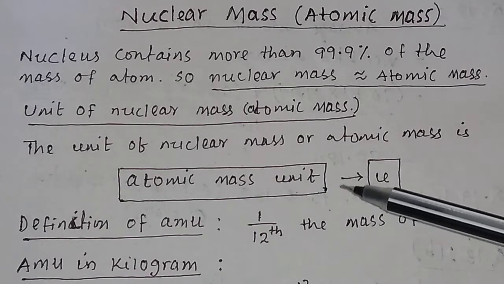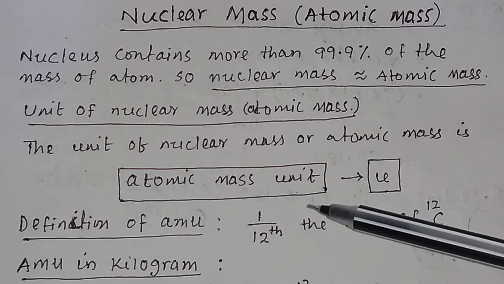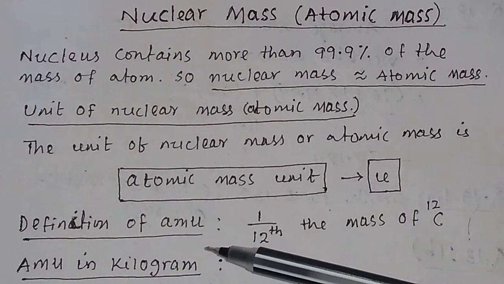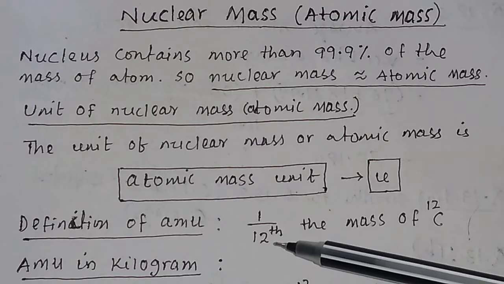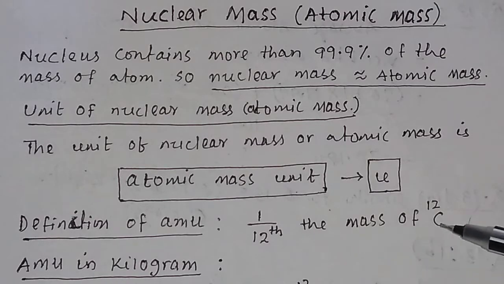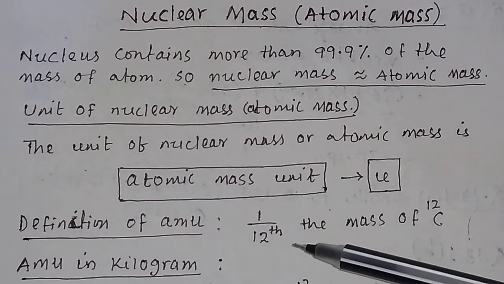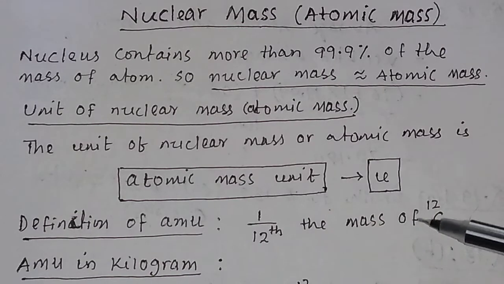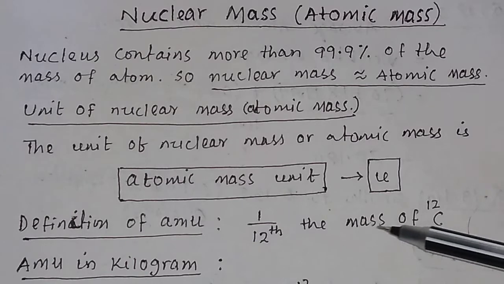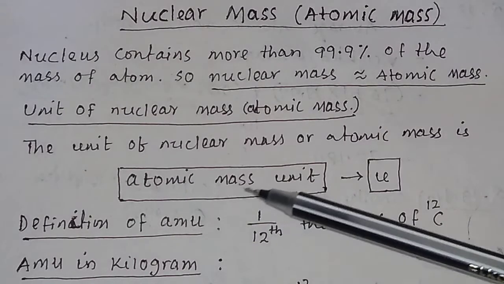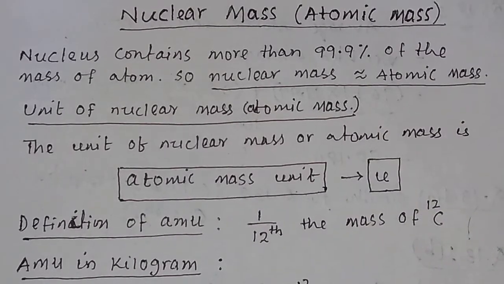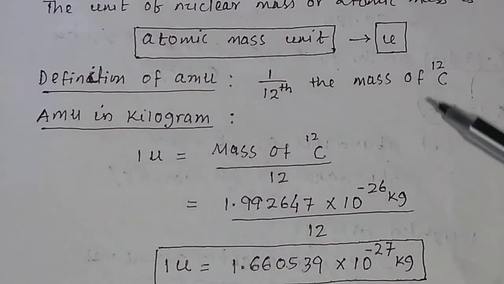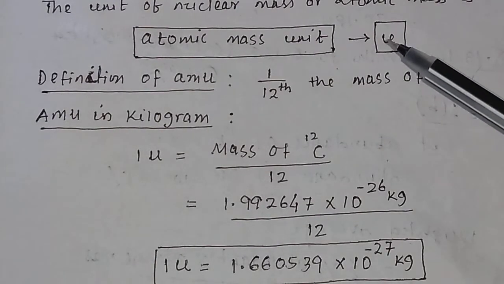How do you define atomic mass unit? Atomic mass unit is equal to 1 by 12th the mass of the carbon-12 isotope. If you take the mass of the carbon-12 isotope and take 1 by 12 part of it, then this will be equal to 1 atomic mass unit. And 1 atomic mass unit is a very small quantity.